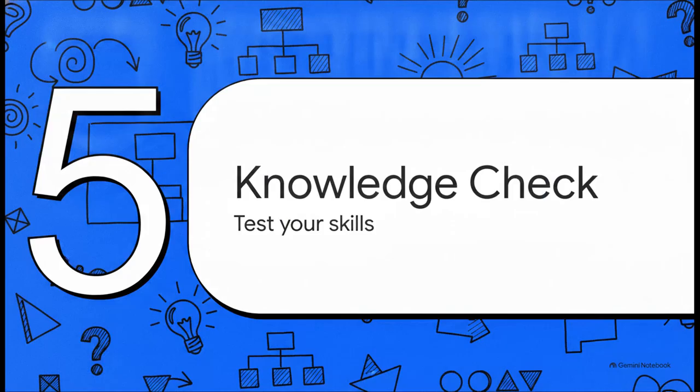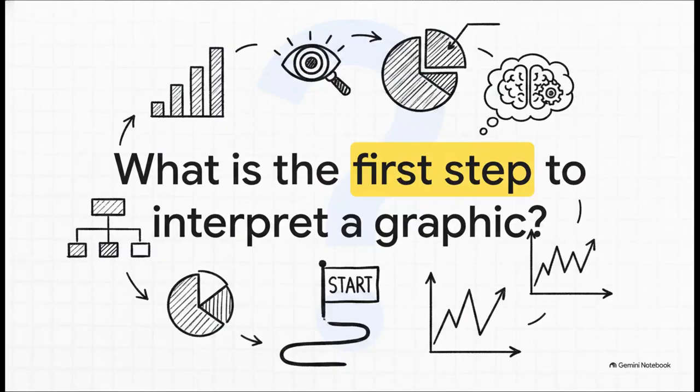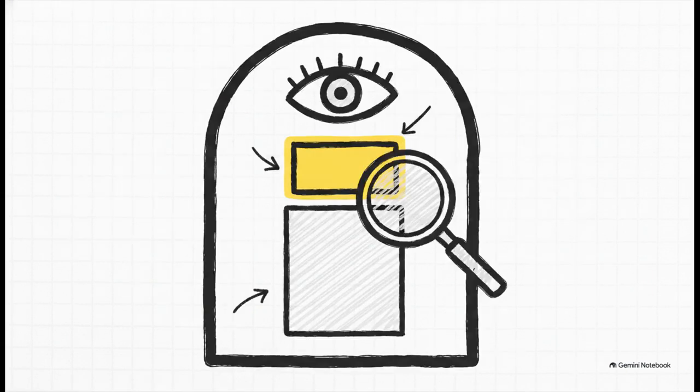Almost done. Here is Section 5, our knowledge check. Let's see what's stuck from earlier. Think back to that strategy we used to avoid getting overwhelmed by visual data. What is the absolutely very first step in the 6-step process for interpreting graphics and visual aids? I'll give you just a second to lock your answer in. Got it? The answer is, Step 1 is to read the title, to gain a sense of the subject.